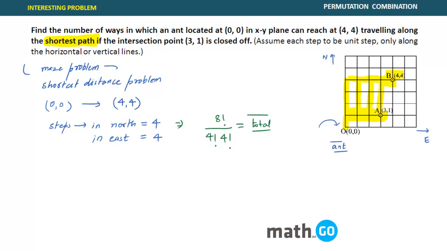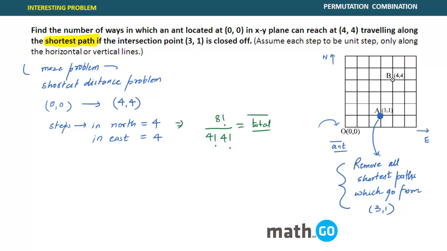But now we have another kind of problem. So what is the problem? That we cannot go by this particular path, that is (3, 1). So we need to actually remove all those paths which have been through this. So we want to remove all shortest paths which go through (3, 1). You want to remove them, right? So how do we do so?